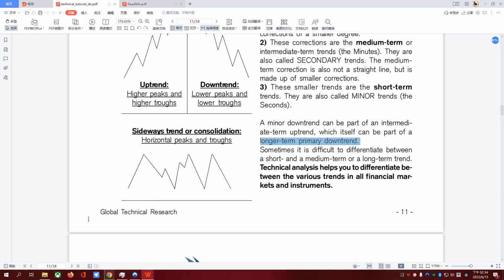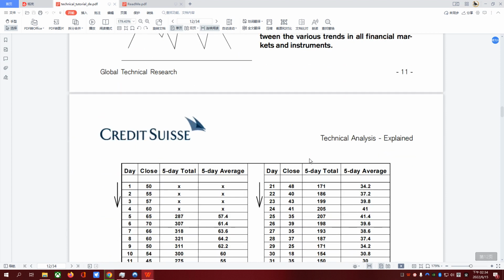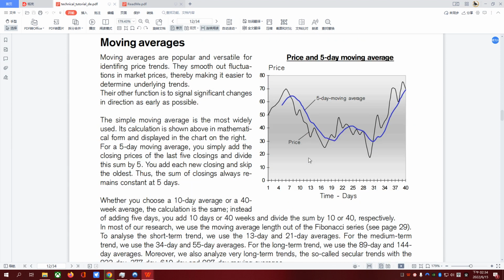You have a primary trend, you have a secondary trend, and you have the minor. Okay, so we have to always step aside of the market and see the total market structure of the price action. Sometimes it's difficult to differentiate between short and mid-term and also long-term. So all these technical analysis skills would help you to understand more deeply the market structure and also the price actions. And here we move on to very important technical indicators.